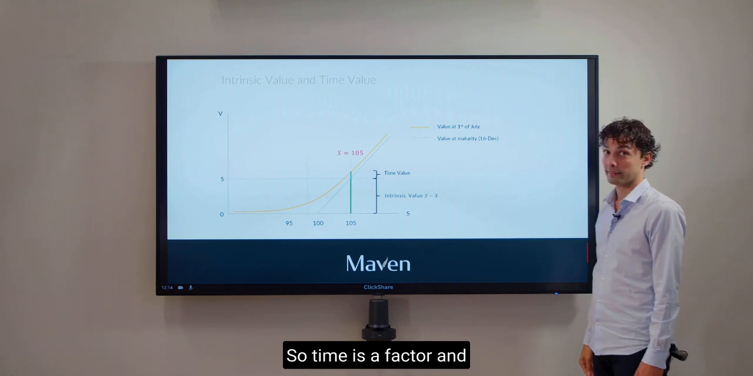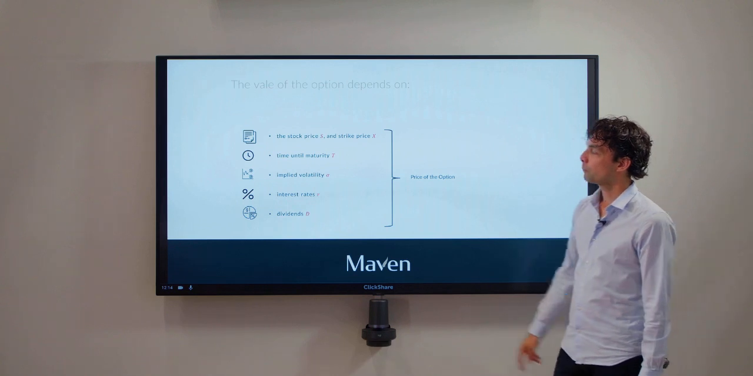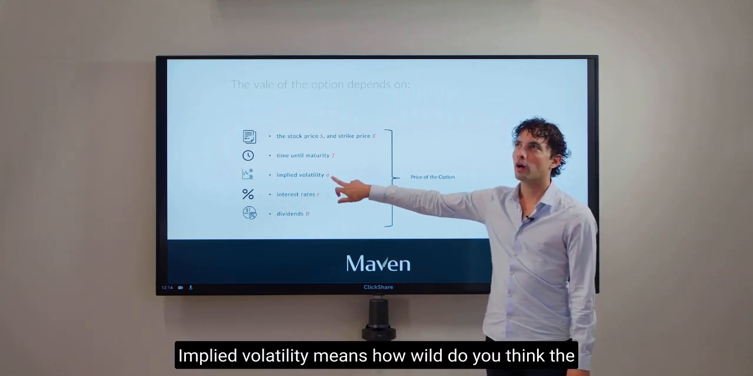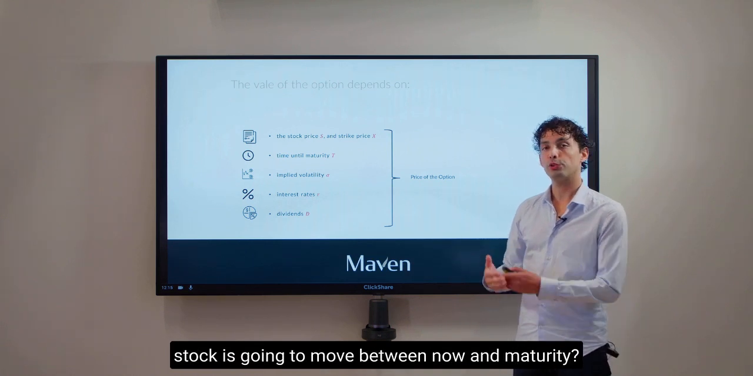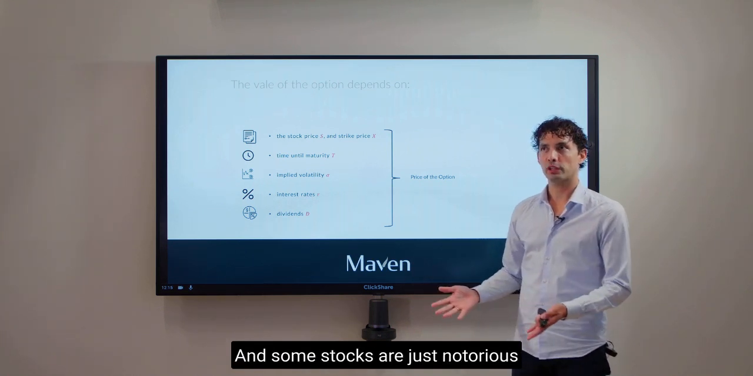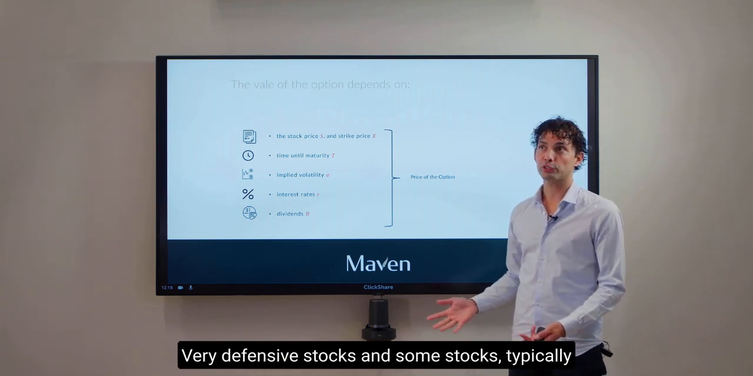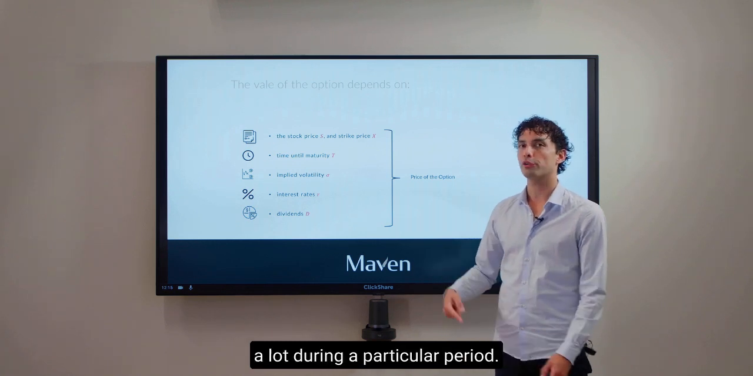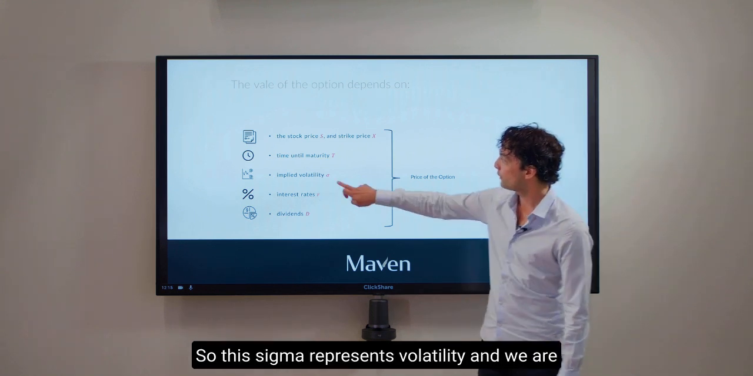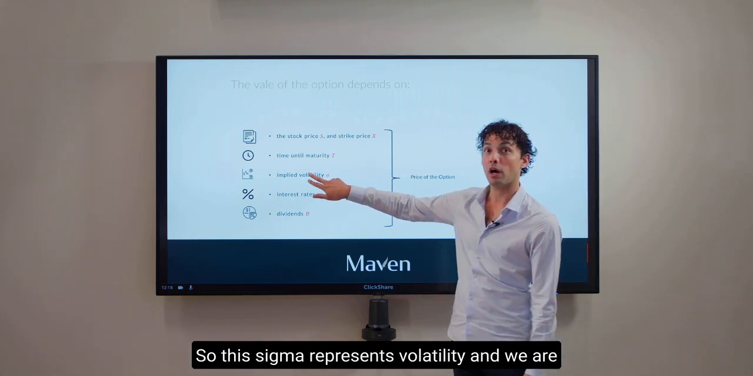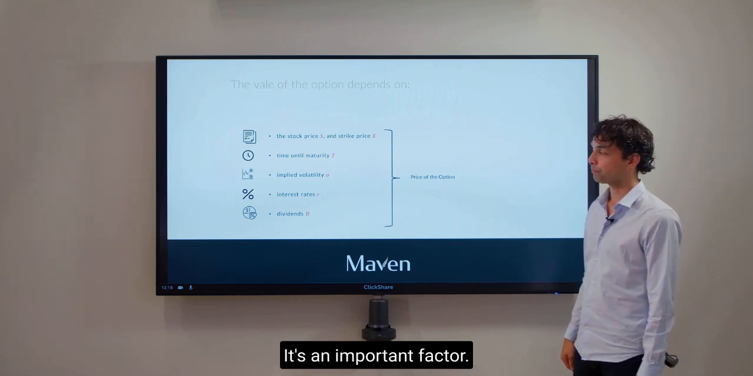So time is a factor, and a very important one is volatility. Implied volatility means how wild do you think the stock is going to move between now and maturity. Some stocks are just notorious for not moving at all, very defensive stocks. And some stocks, typically tech stocks for example, move a lot during a particular period. So this sigma represents volatility, and we are going to discuss it later quite a lot, it is an important factor.